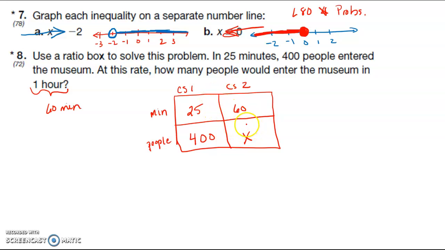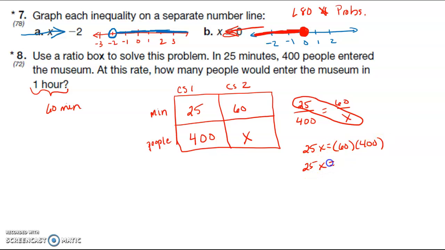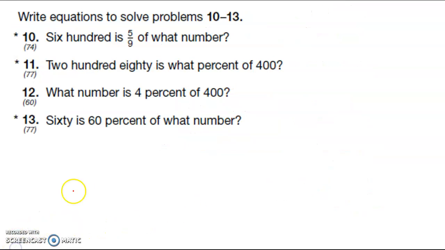So this is where we commence the Dora the Explorer method with ratio box, proportion, cross multiply. So 25x is equal to 60 times 400. 25x is equal to, let's see, 60 times 400 is 24,000. I'm going to divide to solve for x. 24,000 divided by 25 is 960. So 960 people came into the museum in an hour.